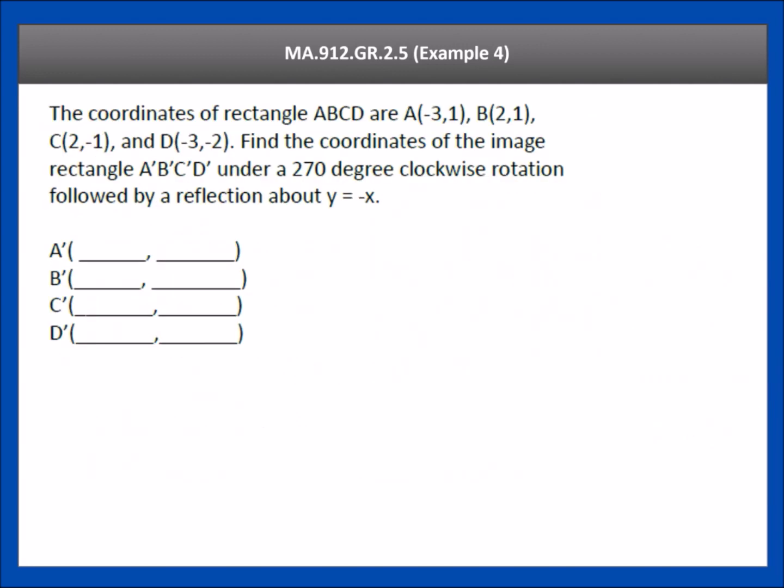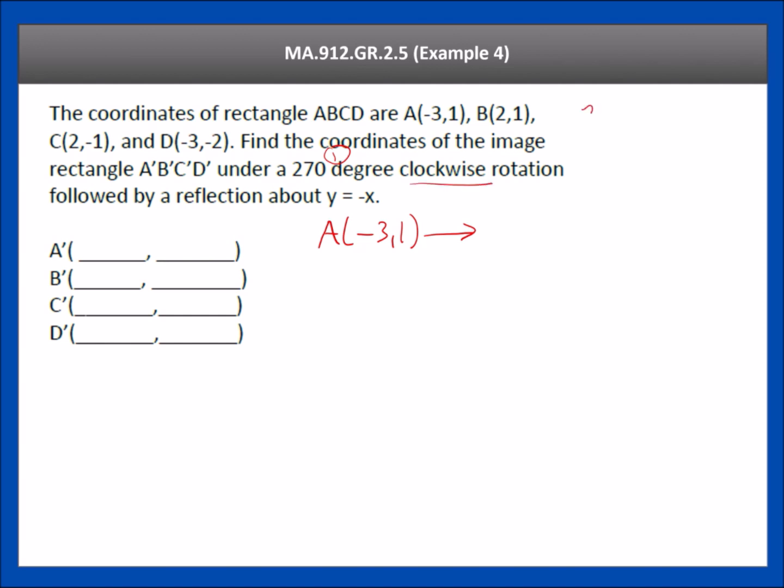All right, so looking at example 4, the coordinates of rectangle ABCD are given. Find the coordinates of the image A prime, B prime, C prime, D prime under a 270 degree clockwise rotation followed by a reflection about y equals negative x. Okay, so we're going to take each of these coordinates. So let's take A, negative 3, 1. We want to do first a 270 degrees clockwise rotation. This was clockwise, not counter.